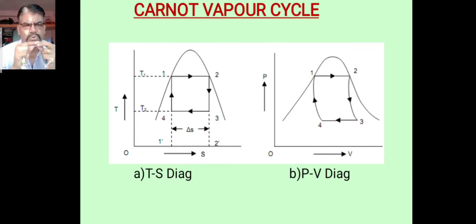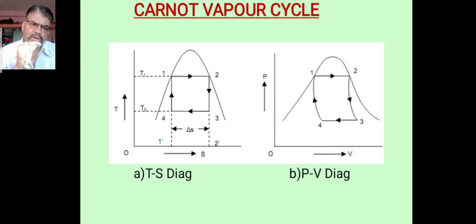In between 2 to 3 on the PV diagram, where P is pressure and V is volume, in the turbine the temperature decreases as well as the pressure also decreases. As the temperature decreases, the pressure also decreases because the expansion is happening, and the volume somewhat increases.